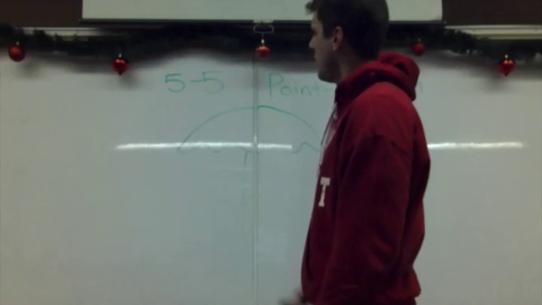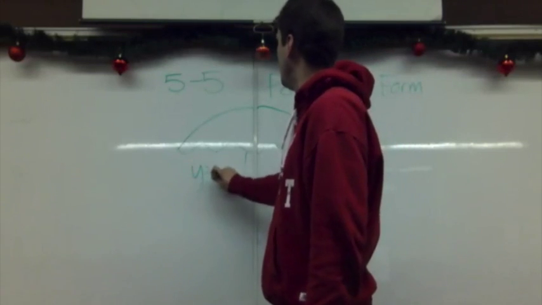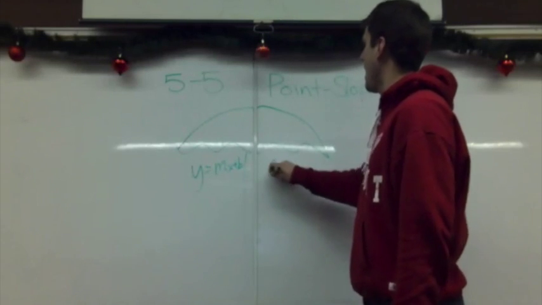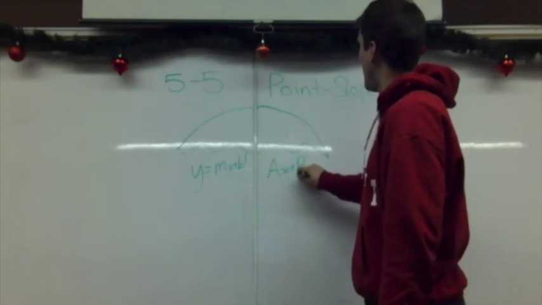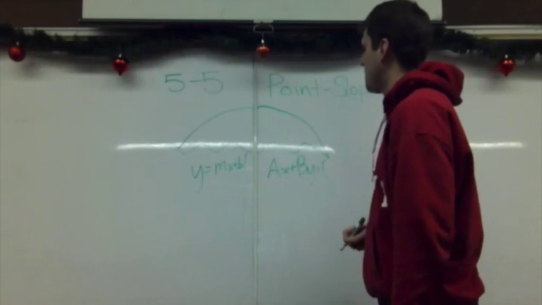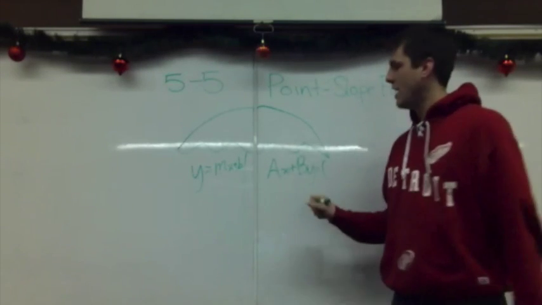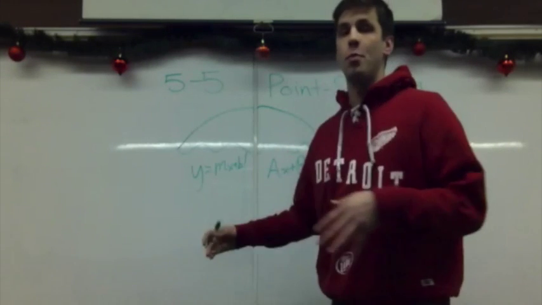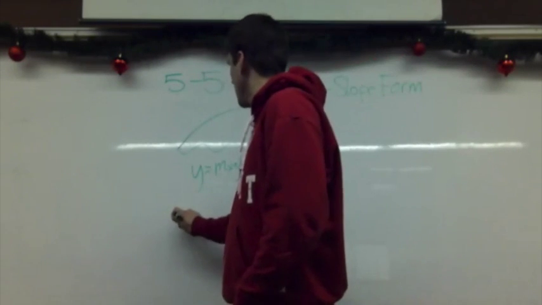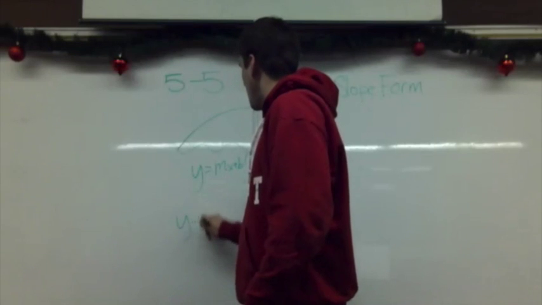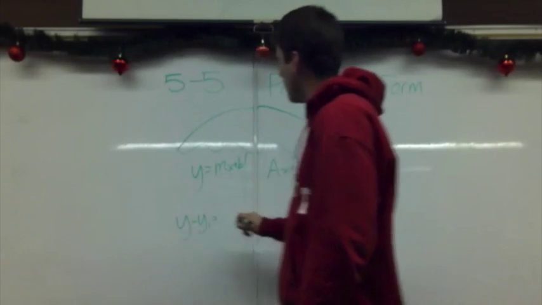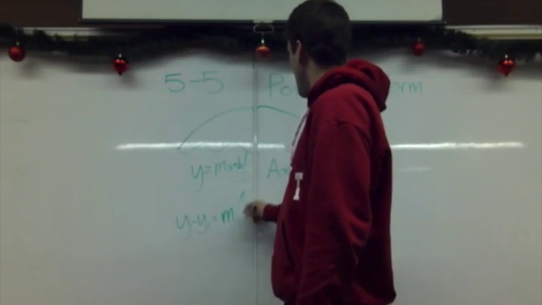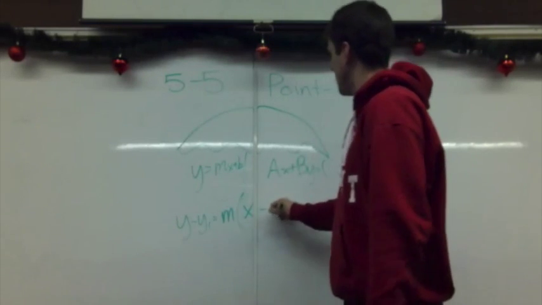You have your y equals mx plus b. You have your ax plus by equals c. And now we have one last one, which the form of it is written this way. y minus y1 equals m times x minus x1.